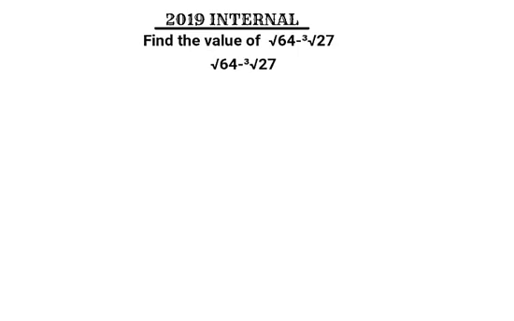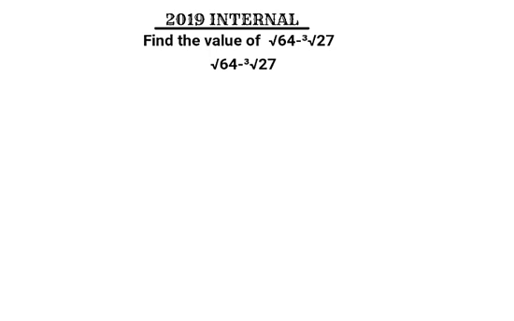Okay, the next question is coming from the 2019 paper for internal students. This is the internal examination paper for 2019, and the question was, find the value of the square root of 64 minus the cube root of 27. As you can see, I've written the expression down here. So we need to find the square root of 64 minus the cube root of 27.